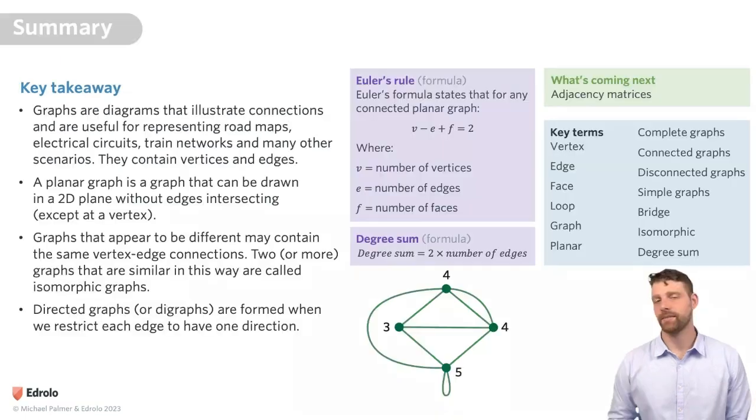which way it's going. Here's a summary of the things we talked about today. We've got some formulas there that we used, the degree sum and Euler's rule, and a nice picture there of how to work out the degree sum. Coming up next, we're looking at adjacency matrices.